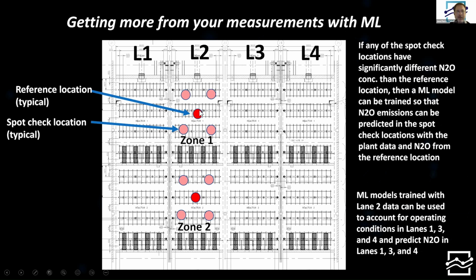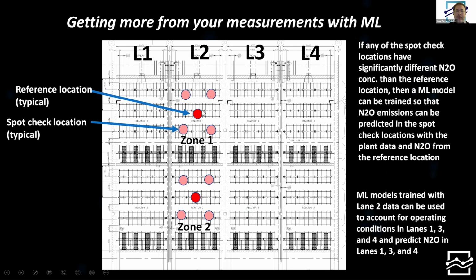The other good thing is that if we train a machine learning model here, we can get more out of our measurements by using that machine learning model to then predict what the emissions are in the parallel lanes. Because it's not feasible that we're going to be able to put sensors in every lane and in every zone. It's just not feasible from a cost perspective.